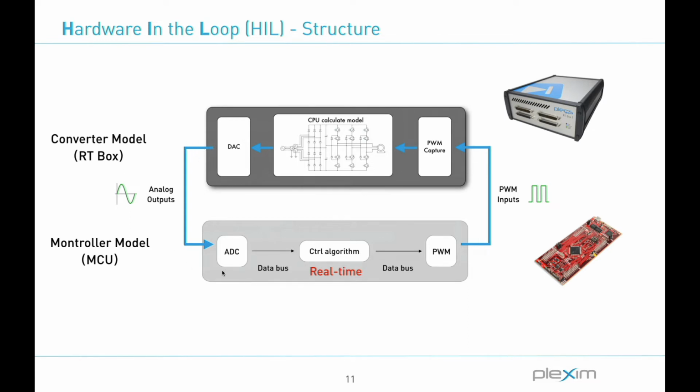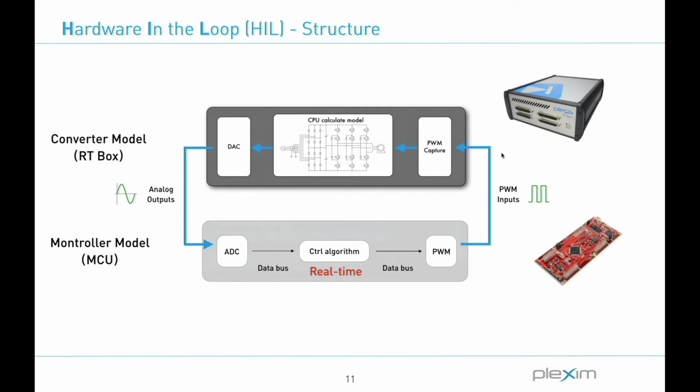We then connect our system under test. In a hardware-in-the-loop simulation, the hardware under test is the microcontroller. We connect the ADCs to the analog outputs of the RT Box. In the hardware target, we get new samples based on the signals provided by the real-time simulator. With those samples, we calculate the control algorithm and update the duty cycles, and this results in a new PWM signal.